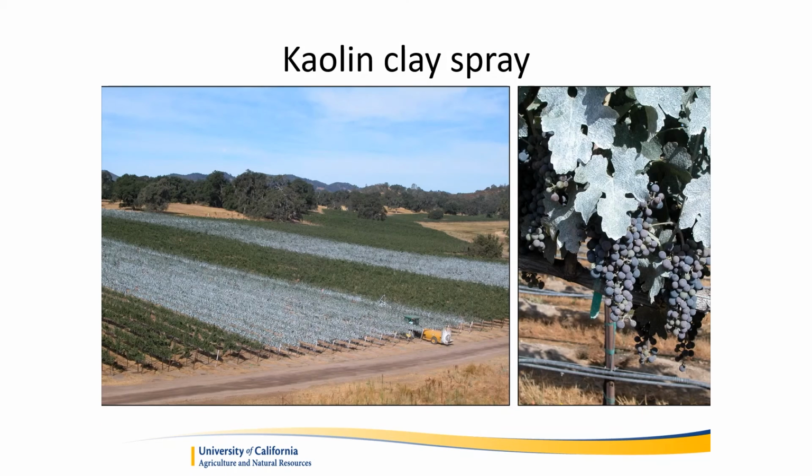Okay, next. Hard to see this. This is a kaolin clay. The trade name is Surround. It's a natural clay product. Mix it with water, spray it on the vines. Basically, it's a whitewash. Does anybody here use this at all? Use it on the olive trees. Yeah, perfect. So you have examples here.